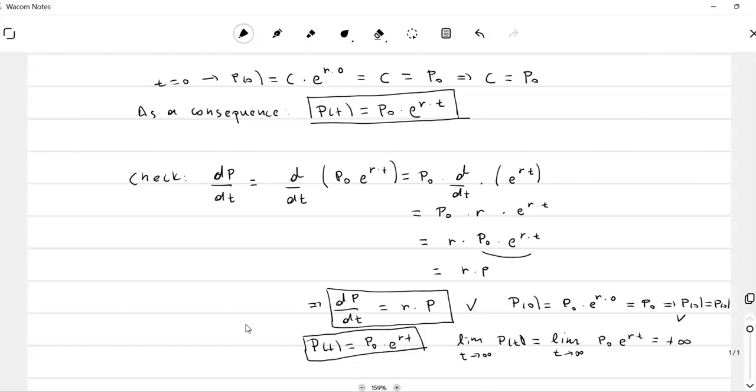There is a more sophisticated ordinary differential equation, which includes some further parameters.